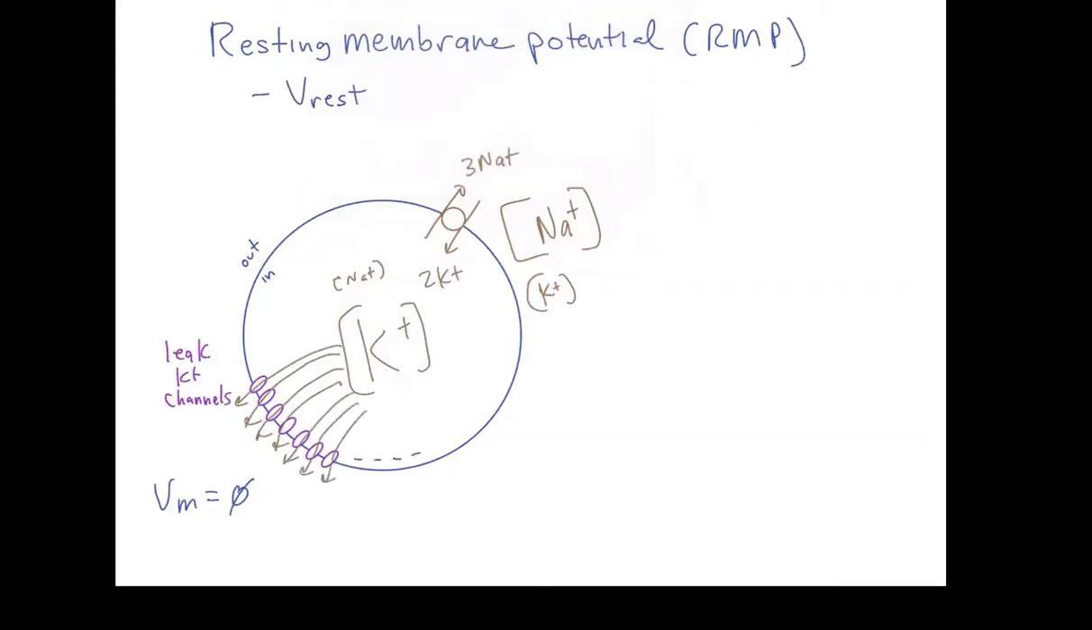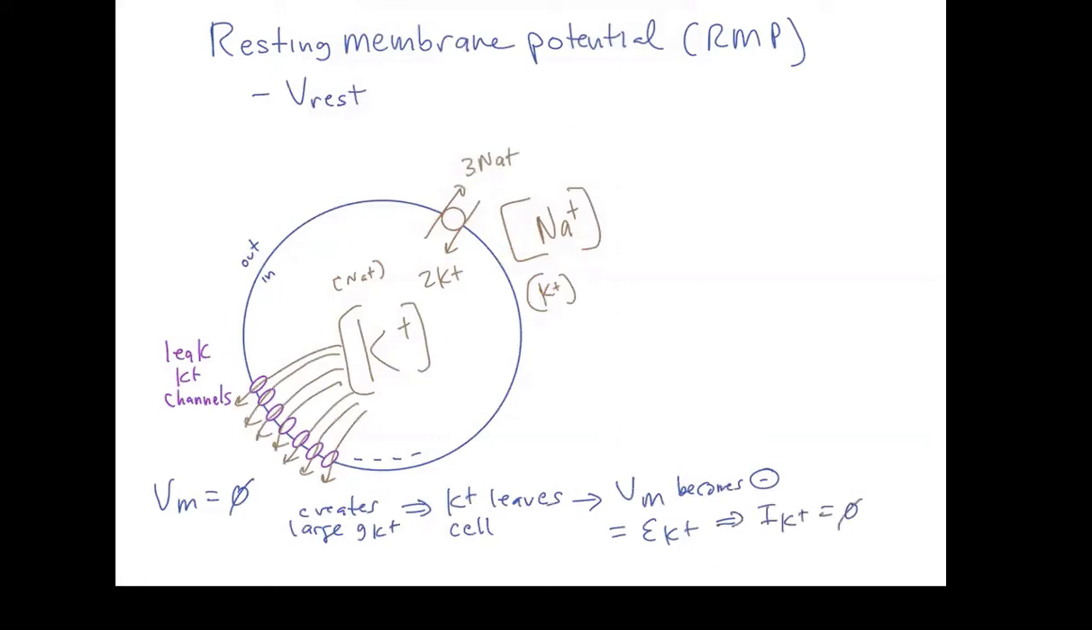And remember, as potassium leaves, it's going to leave negative charges behind, and that is going to cause the membrane potential to become more negative. So we can see here the introduction of these potassium channels. That creates a large G potassium. We have potassium leaving the cell, and then the membrane potential becomes negative. It'll continue to leave, making the cell more and more negative until it reaches the equilibrium potential for potassium.